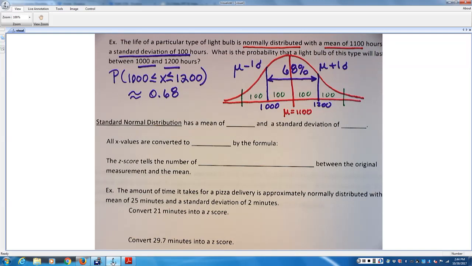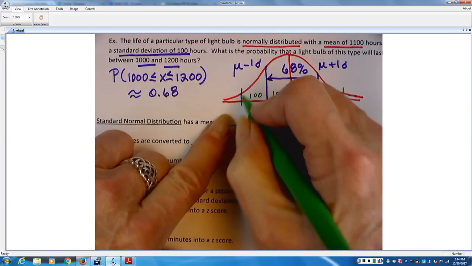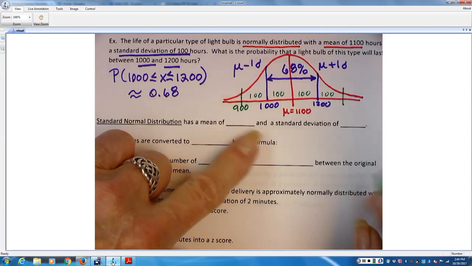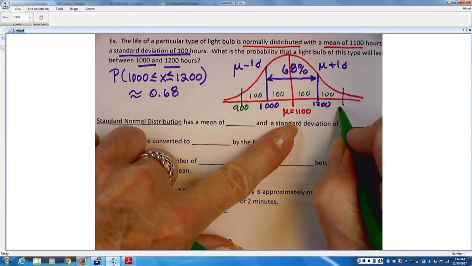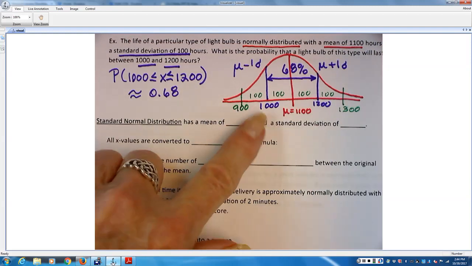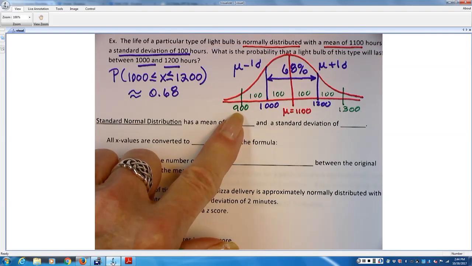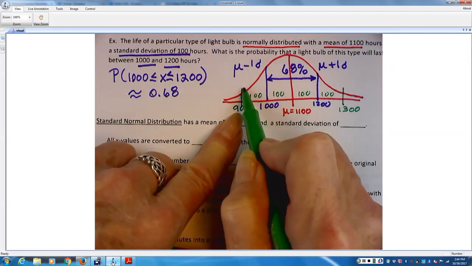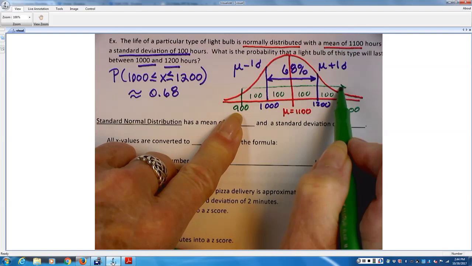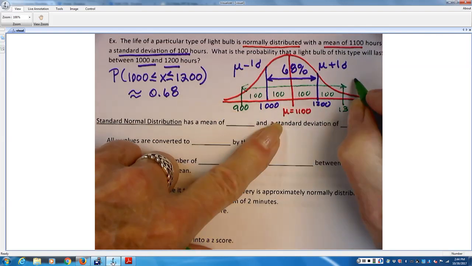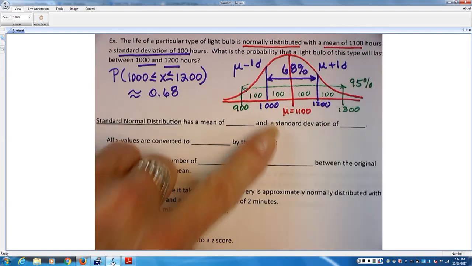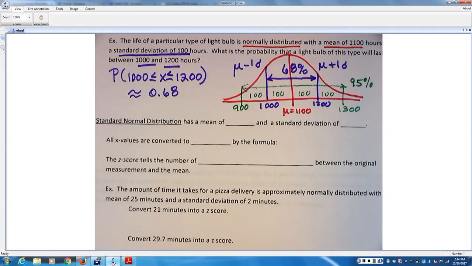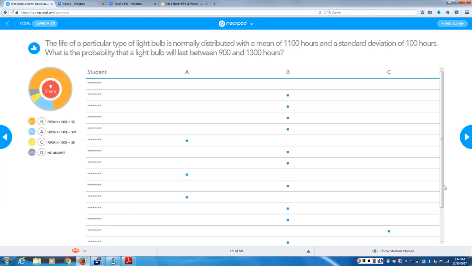I think everybody's answered. So if you did what I told you to, 1,100 minus 100 is 1,000, and 1,200 plus another 100 is 1,300. The question was, what's the probability between 900 and 1,300? And the empirical rule says that's 95%, which would have been answer B.